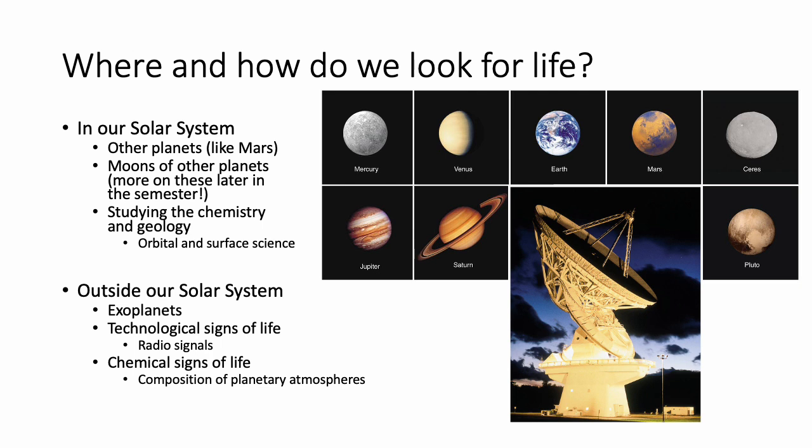And then we're also looking for evidence outside of our solar system too. Exoplanets are a big topic in astronomy and astrobiology. Exoplanets kind of converge many disciplines. And there are also technological signs of life like radio signals, or chemical signs of life like detecting certain compositions in planetary atmospheres. These are all very hot, current places of research within astrobiology, but also astronomy, chemistry, biology, and geology.